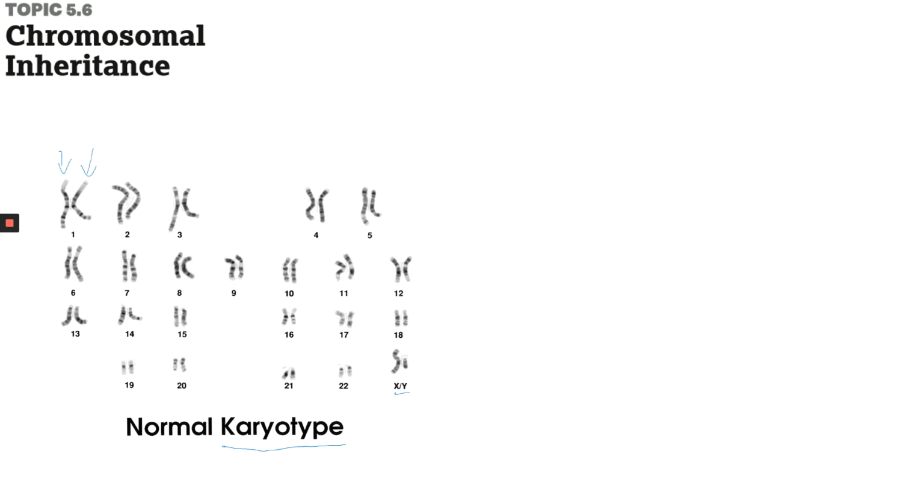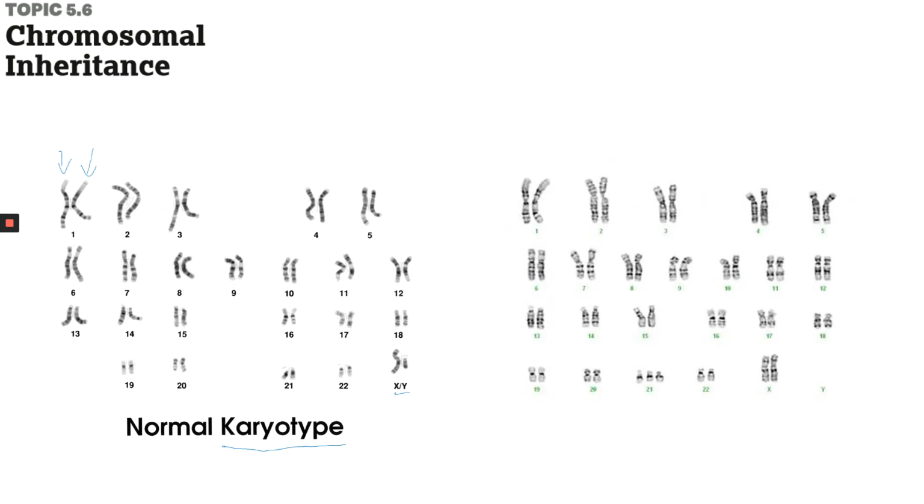Now, I want you guys to look at this second karyotype over here, and I want you to tell me if this is a normal karyotype as well, or if there's something wrong with it. Go ahead and pause your video. And let's come back. First of all, I'll ask you, is this a male or female? Of course, you should have said female for this one because it has 2 X chromosomes down here. You also should have said there's 3 of chromosome 21 over here.